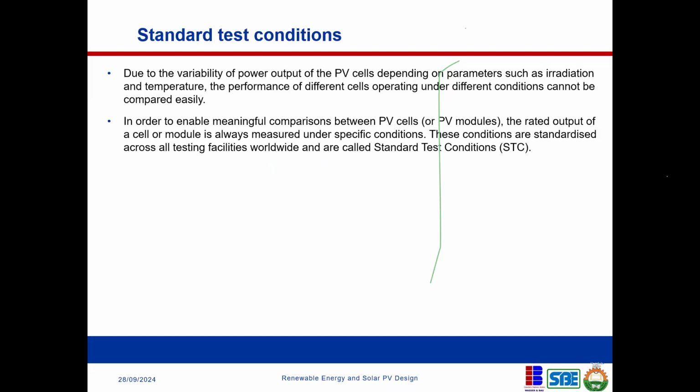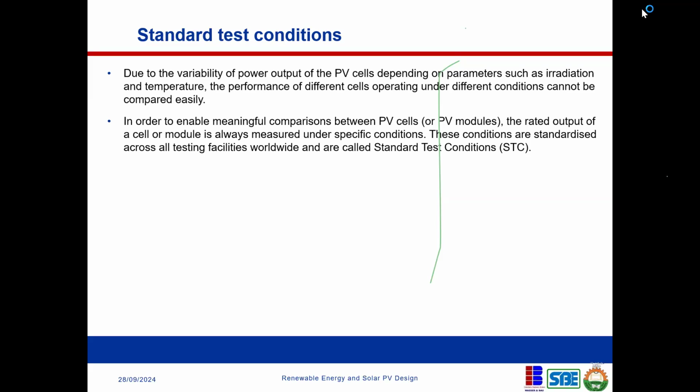So let us look at what that means. Due to the variability of power output of PV cells, depending on parameters such as irradiance and temperature, the performance of different cells operating under different conditions cannot be compared easily. Now, in order to enable meaningful comparison between PV cells or PV modules, the rated output of a cell or module is always measured under specific conditions. These conditions are standardized across all testing facilities worldwide, and are called standard test conditions.